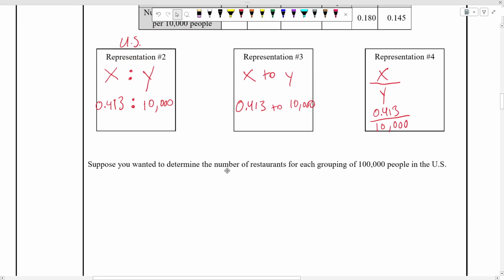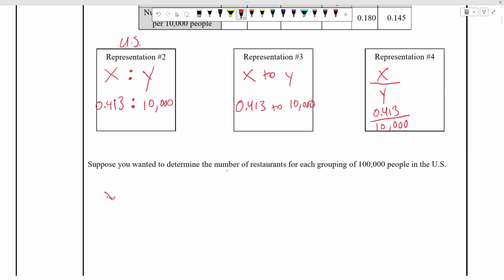So suppose, now keep in mind, this was a relation of restaurants to 10,000 people, each grouping of 10,000 people. But what if I wanted to say, you know what? How many restaurants are there for groupings of 100,000 people? What would I do? So let me think about something for a second.